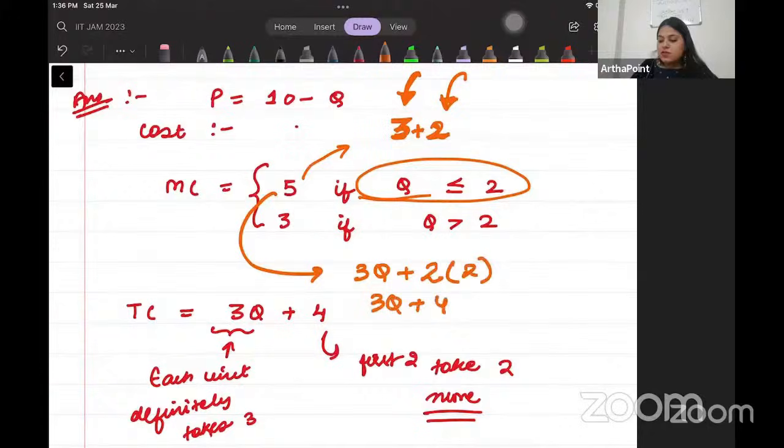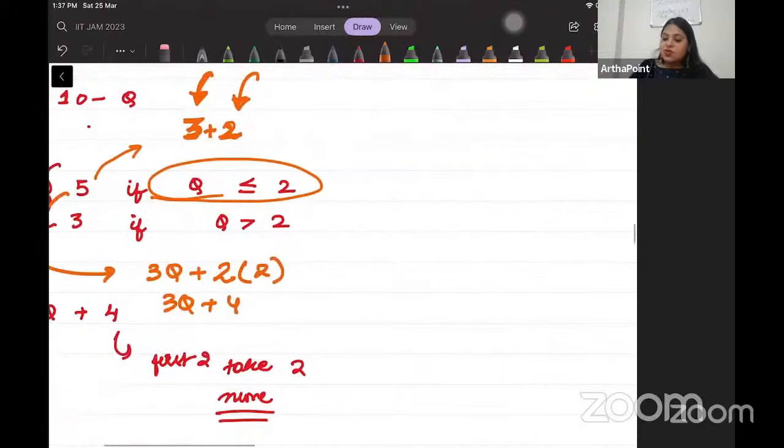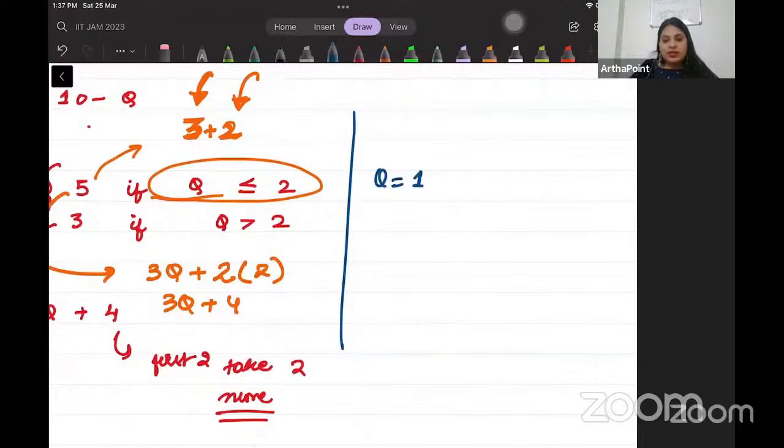3Q plus 4. Now what this does is, when you say I am producing just 1 unit, then I am saying that, look, my cost is going to remain the same. It is going to remain at 5, right? When I produce the second unit, Q equal to 2, then my cost is going to be 5 into 2, which will be 10.